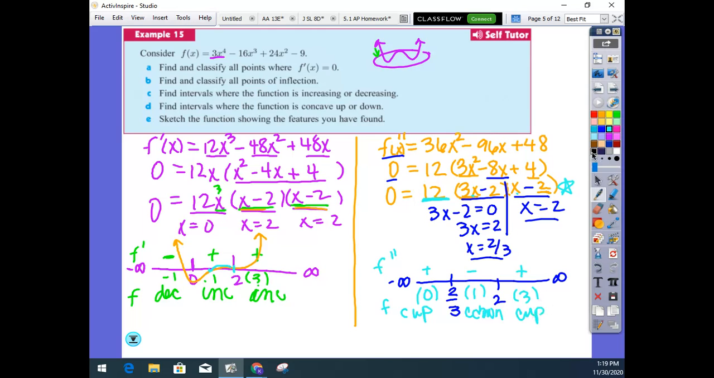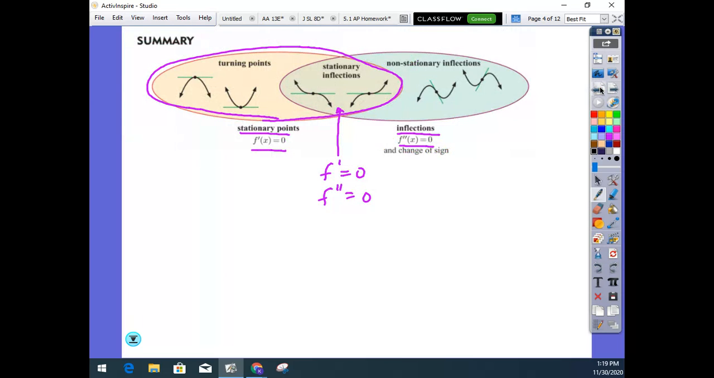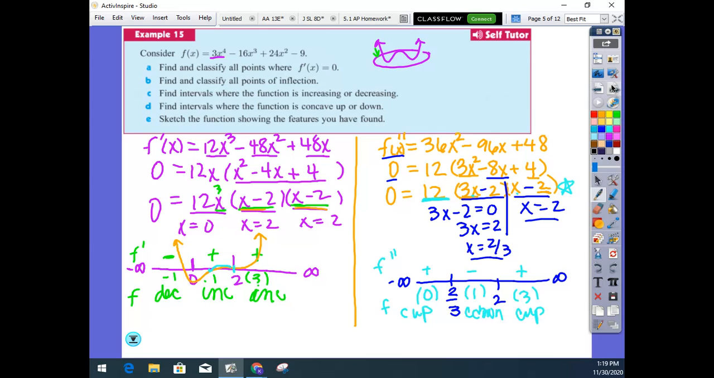Okay, so now I'm going to come back up here. Notice how all of these change signs. Here's where we're going to talk about the difference between a stationary inflection, that's where both of them equal 0, and a non-stationary inflection where just the second derivative is 0. So this is kind of a difference. Okay, first of all, let's talk about, this is going to be a minimum where x is 0.